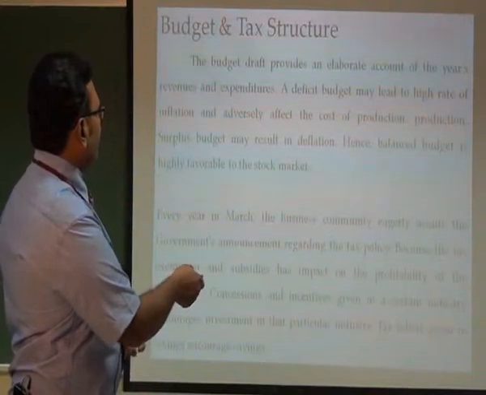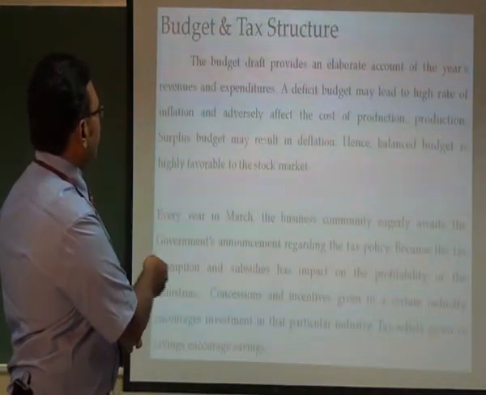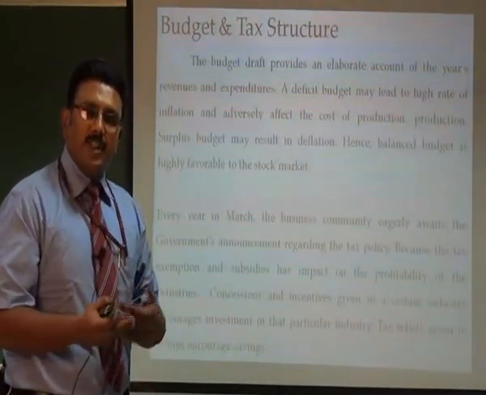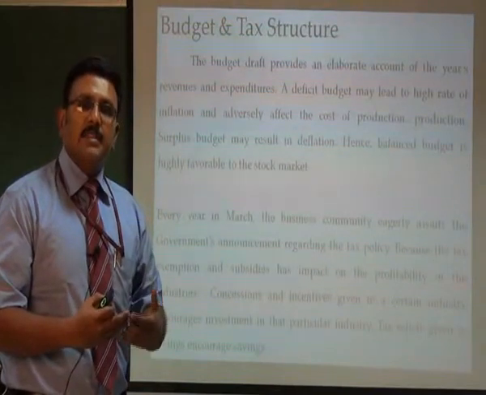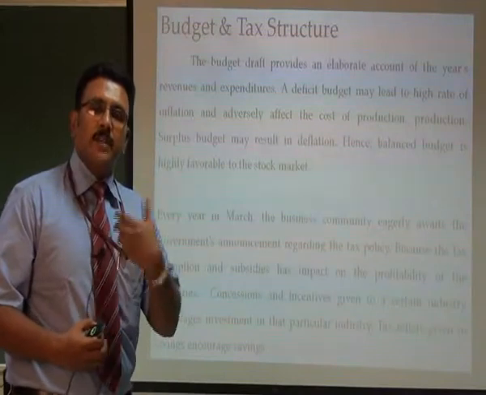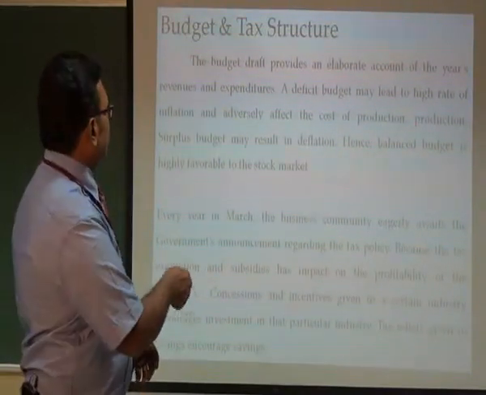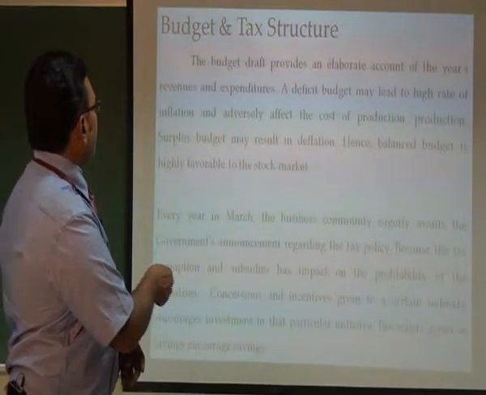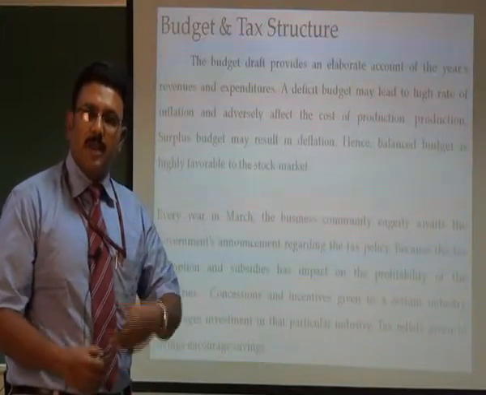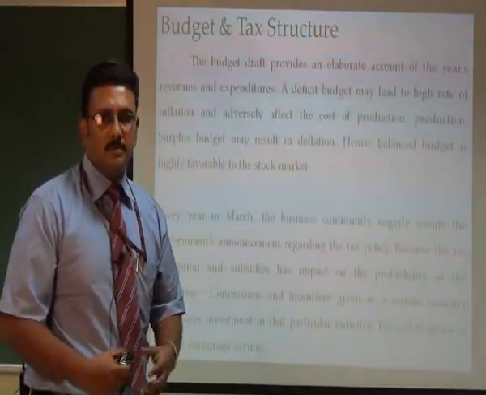You may see this. A deficit budget may lead to a high rate of inflation and adversely affect the cost of production. That you have to see. Because the government, not having the money in that case, will look for more money and will make levies. Automatically, what will happen? It will affect the cost of production, and the inflation rate will rise. If a surplus budget is there, then automatically it will be favorable for the stock market. Everybody is having money, so automatically investment will be there. Such kinds of things are easily possible.